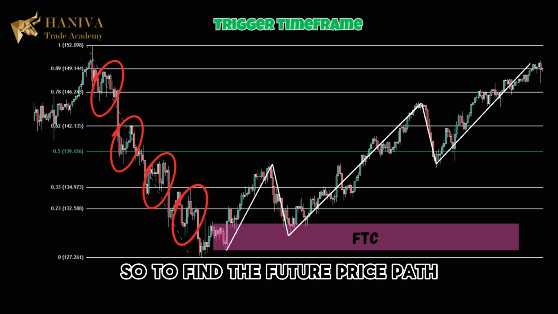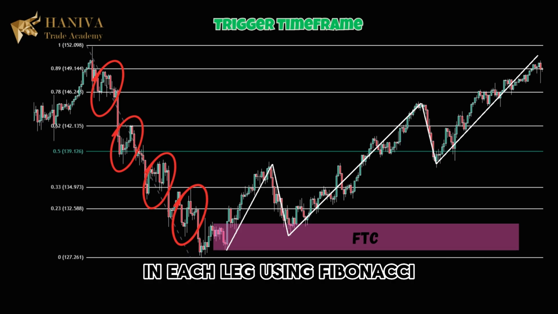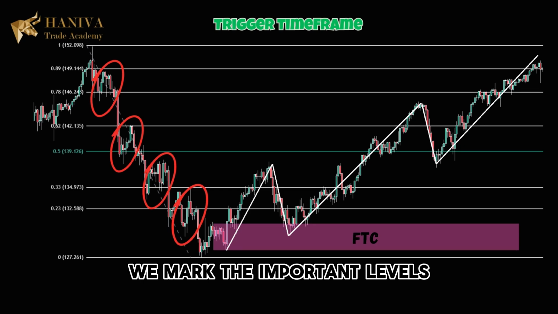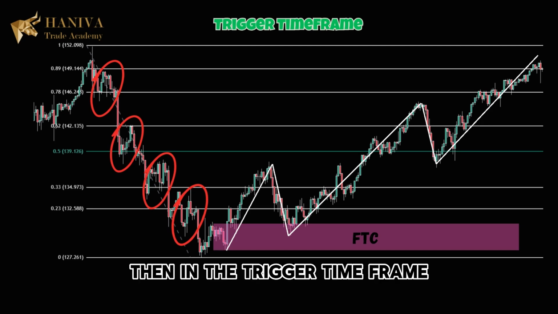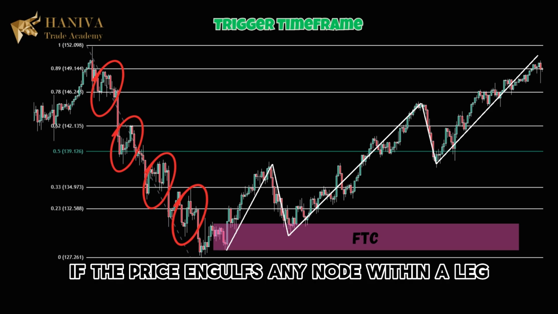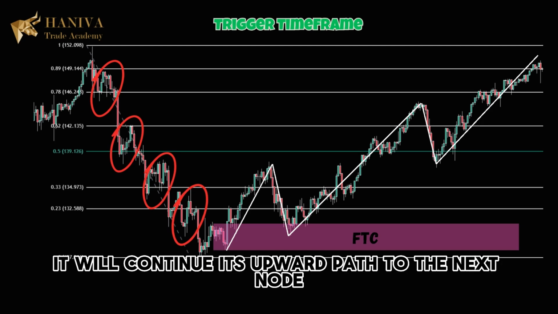So, to find the future price path, we need to specify the time frame for the legs. In each leg, using Fibonacci retracement and the mentioned percentages, we mark the important levels in the time frame of the structure. Then, in the trigger time frame, we identify the nodes in those areas. If the price engulfs any node within a leg, we expect that after a retracement, it will continue its upward path to the next node.